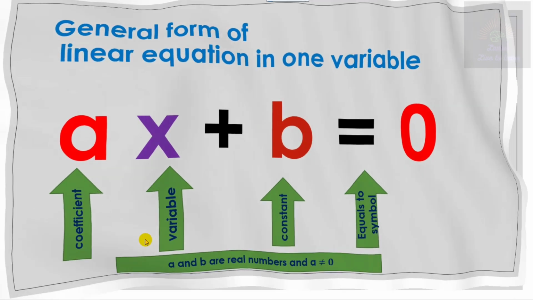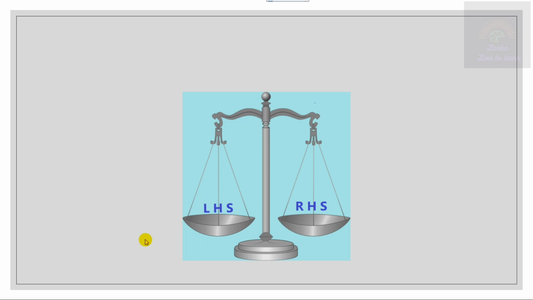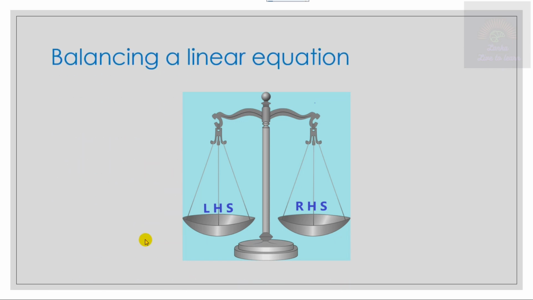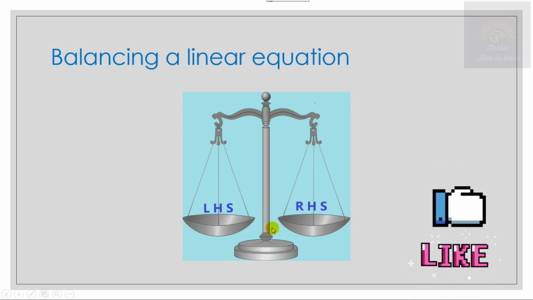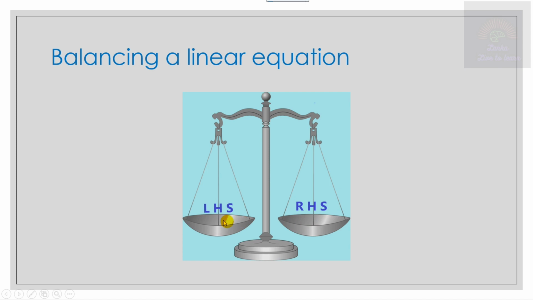Keep it in mind. Next, have you seen this? This is a simple balance. So balancing a linear equation means that in this chapter we are going to learn how to balance, that is, LHS, left hand side, and right hand side. When we balance anything, we have to keep in mind that the left hand side must be equal to the right hand side.